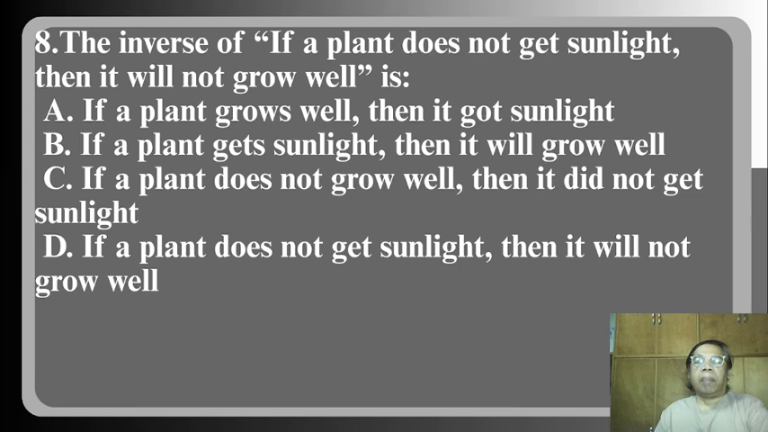A. If a plant grows well, then it got sunlight. Letter B. If a plant gets sunlight, then it will grow well. Letter C. If a plant does not grow well, then it did not get sunlight. Letter D. If a plant does not get sunlight, then it will not grow well.